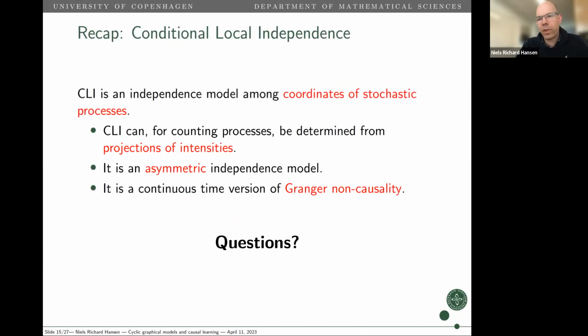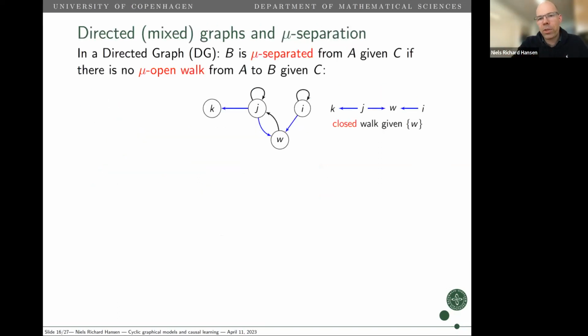Okay, so for the last part of the talk, I will now connect the different dots here. We have introduced conditional local independence as a probabilistic concept for these point processes or counting processes, and I also talked about the local independence graph. The whole purpose of this is that we want to be able to express conditional local independence using the local independence graph and graphical tools. And for this purpose, we need a separation criterion.